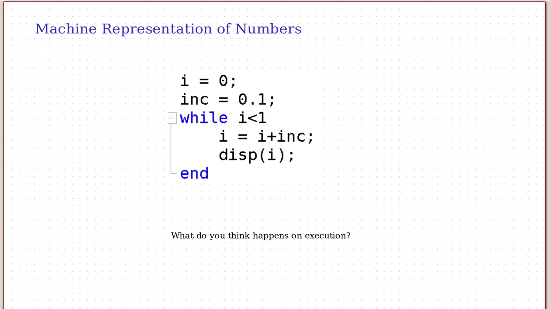Just as a motivating example, to try to convince you that this is useful to know, here's a little MATLAB code. It's a while loop. We initialize the variable I to be 0, and then we're going to increment it. Every time through the loop, we will increment it by 0.1. So we start off with I at 0. While I is less than 1, as long as I has a value less than 1, we perform the loop. We increment I by inc, which is 0.1. And then we display the value of I. So each time through the loop, it's going to display the current value of I.